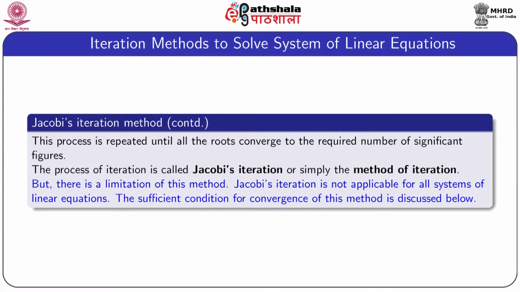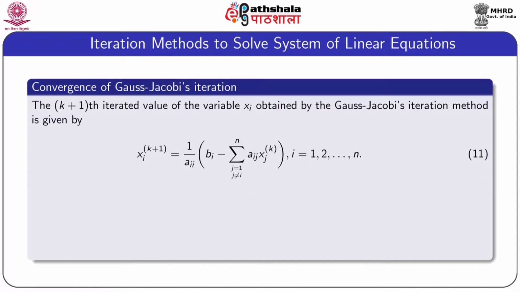But there is a limitation of this method. Basically, the Jacobi's iteration method is not applicable for all systems of linear equations. The sufficient condition for convergence of this method is discussed in the next slides. Now, we shall discuss the sufficient condition for convergence of Gauss-Jacobi's iteration method, or simply the Jacobi's iteration method.